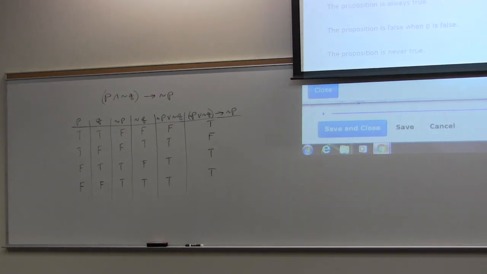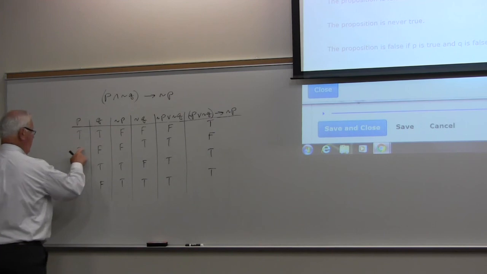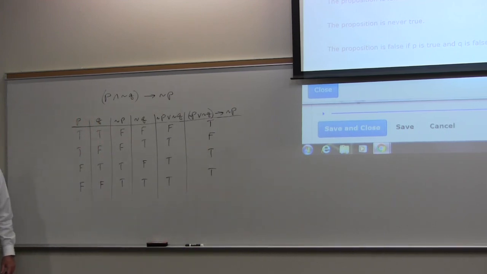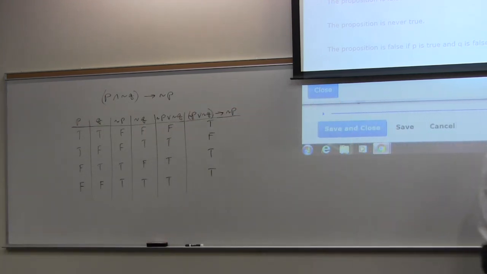The proposition's never true. How about the proposition is false if P is true and Q is false? And yes, that's the second row. Where P is true and Q is false, the proposition's false. Okay? Did I see that okay? Okay. That was number six.